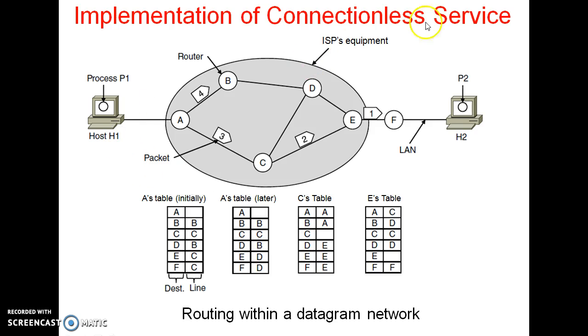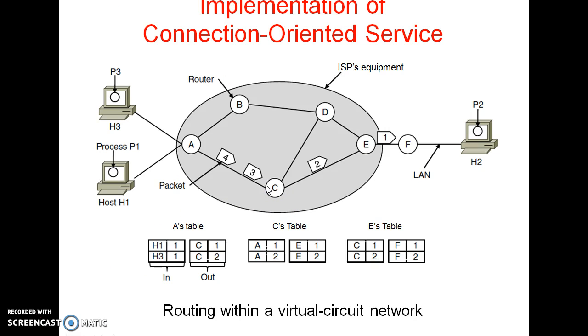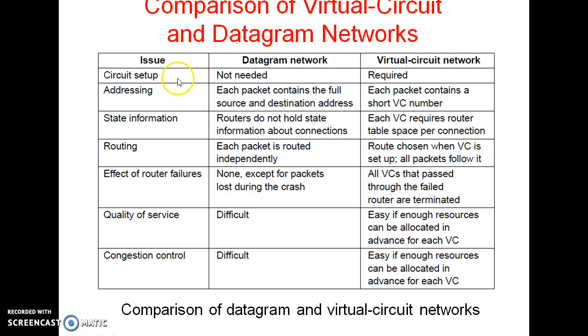Now implementation of the connectionless services. This provides the implementation with routing within a datagram network. This is the implementation of the connection-oriented services. Each of the hosts is connected to the network. And this is the comparison of virtual circuit and datagram network.